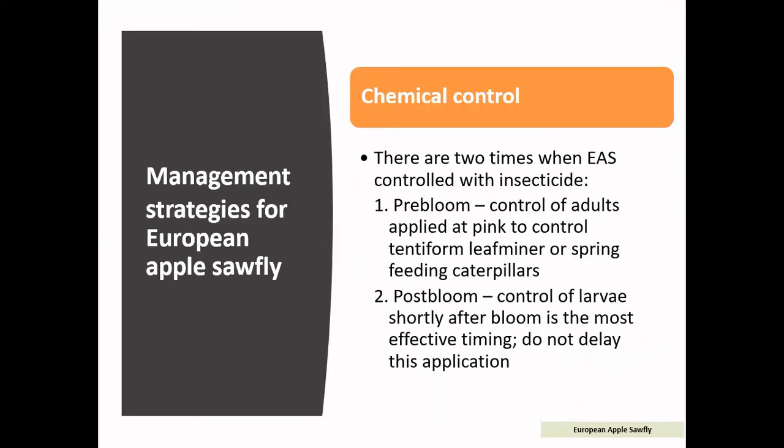Otherwise, there's two timings in terms of chemical use for European apple sawfly. So a pre-bloom application about at pink or so to be able to target those adults that are starting to become active. But the most effective timing is a very early petal fall timing to control that larva shortly after bloom.